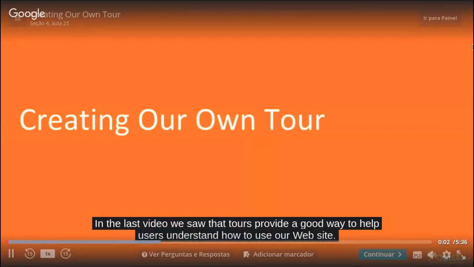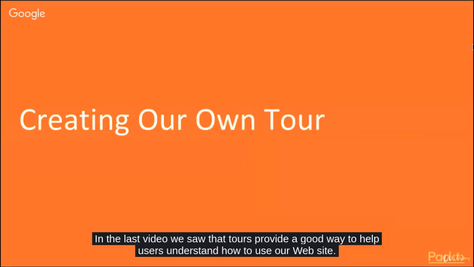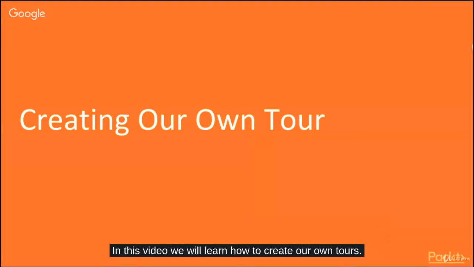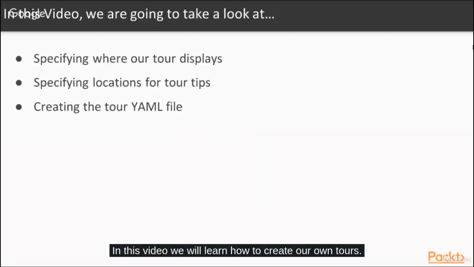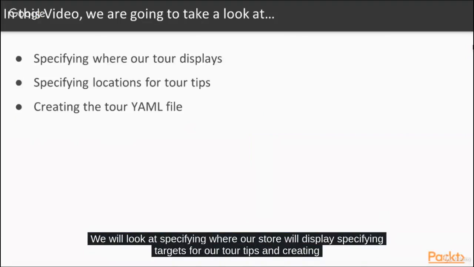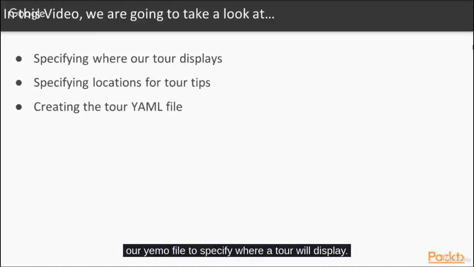In the last video, we saw that tours provide a good way to help users understand how to use our website. In this video, we will learn how to create our own tours. We will look at specifying where our tour will display, specifying targets for our tour tips, and creating our YAML file. To specify where a tour will display, we use a route name.